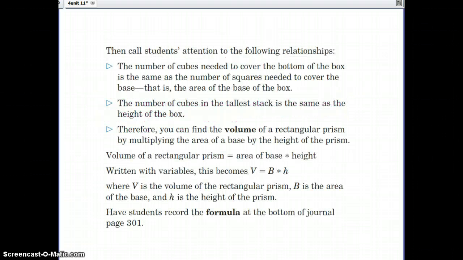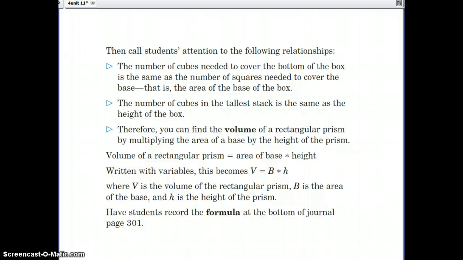You need to remember and pay attention to that the number of cubes needed to cover the bottom of the box is the same as the number of squares needed to cover the base. That is, the area of the base of the box. The number of the cubes in the tallest stack is the same as the height of the box. Therefore, you can find the volume of a rectangular prism by multiplying the area of a base by the height of the prism. So volume of a rectangular prism equals the area of base times height.